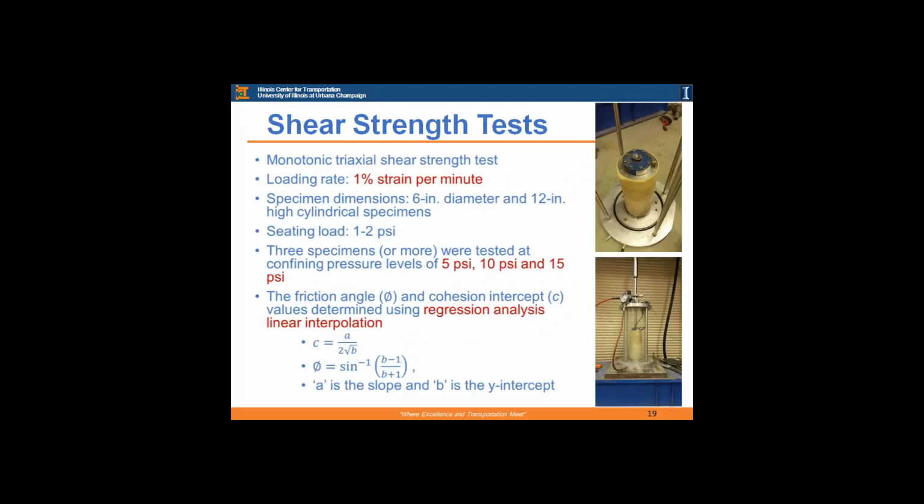The third step for the model is the shear strength test, and those are the monotonic triaxial shear strength tests, 1% strain per minute, the regular sample size of 6-inch diameter by 12-inch height. And for each, we did at least 3 tests at approximately 5, 10, 15 psi confining pressure to get the Mohr Coulomb envelope, or the linear representation of the Mohr Coulomb envelope, and be able to calculate the friction angle and the cohesion intercept from these tests, which was done by linear regression analysis.